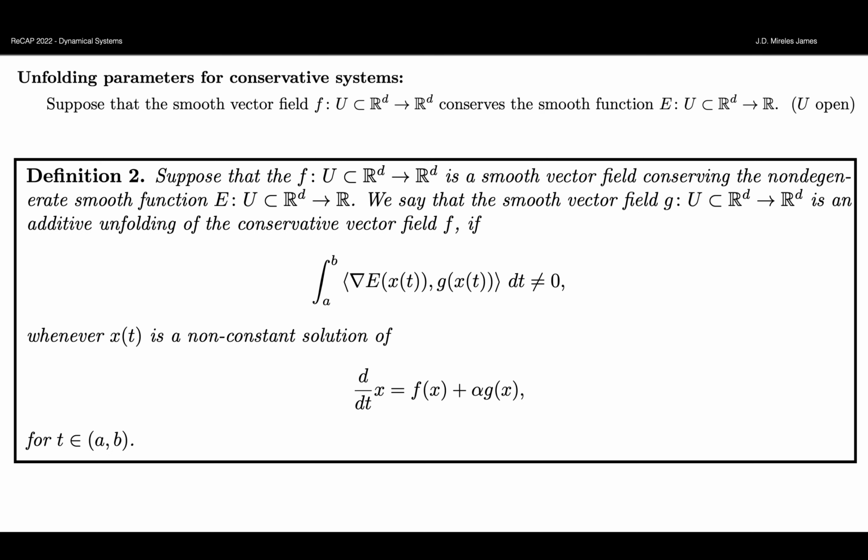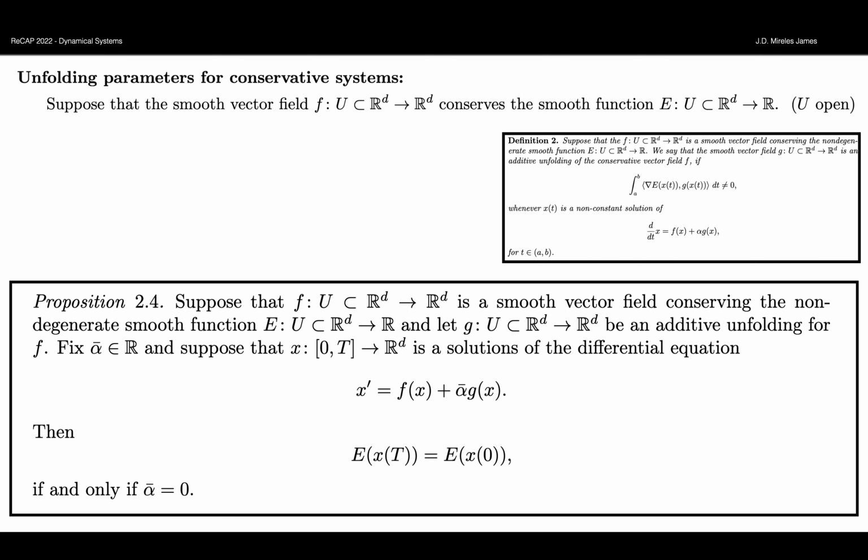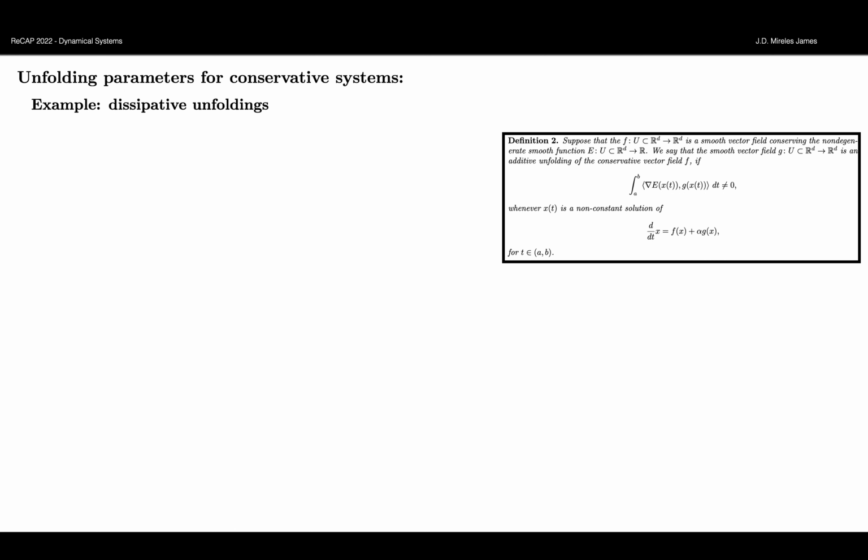Now, it's a theorem that if G is an additive unfolding, and I look at an orbit of the unfolded vector field, then an initial point on an orbit and a final point on an orbit can have the same energy if and only if alpha is equal to 0. So this is saying that when I have an additive unfolding, I'm moving the energy all the time unless alpha happens to be equal to 0. So what does this let us do? I won't prove that little theorem here, due to time constraints.